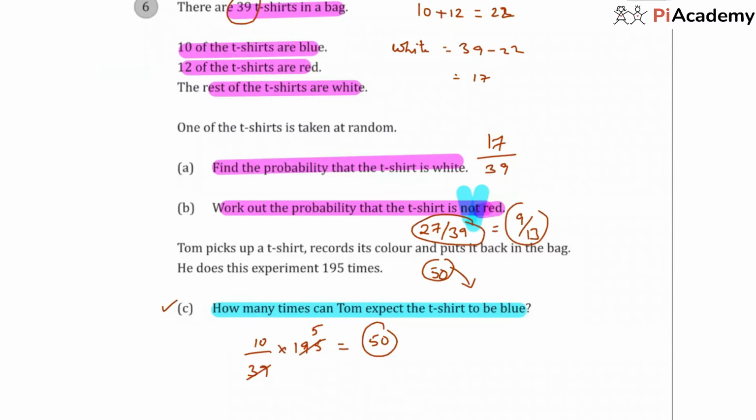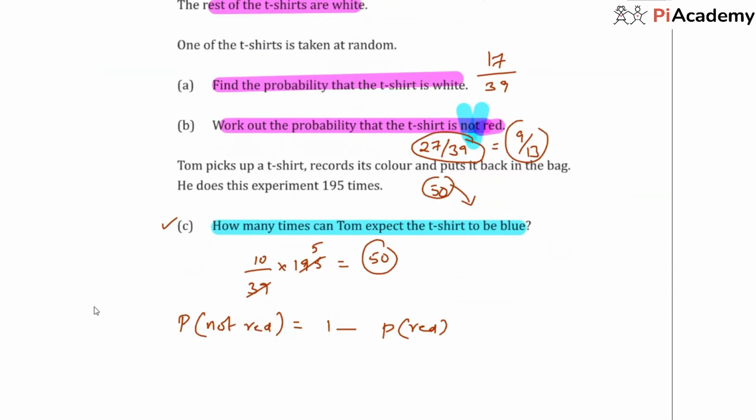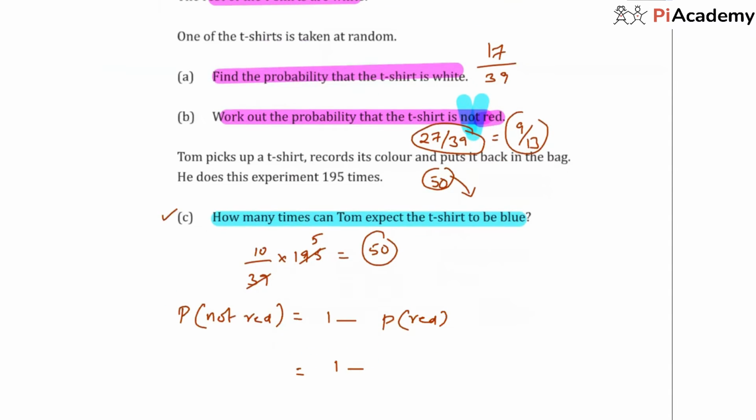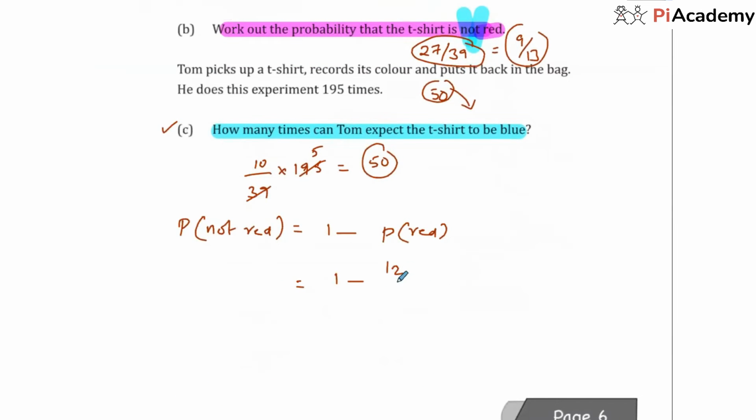And you also need to know this formula, P of not something, okay? Not red or not blue or whatever it is, is 1 minus P of it happening. For example, here, he's asking you to find P of not red, right? So that is 1 minus P of red, which is 12 over 39. 1 minus 12 over 39 is 39 minus 12, so that is 27 over 39.